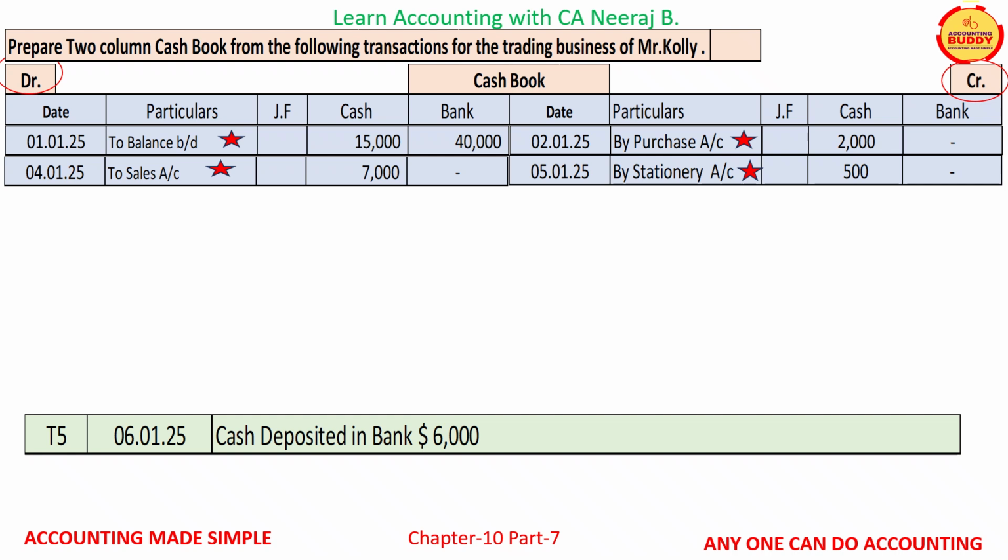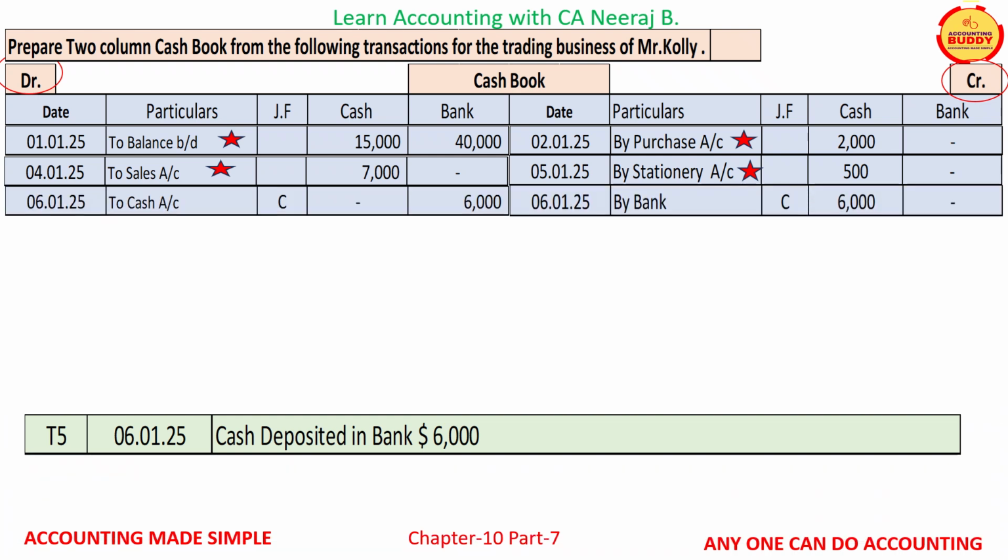Transaction T5 is on 6th of January 25. The business deposited cash amounting to $6,000 in the bank. This entry will be recorded on both sides of the cash book. Since the cash is paid, $6,000 will be recorded in the cash column on the right hand credit side of the cash book on 6th of January 25 by writing the words "by bank account".